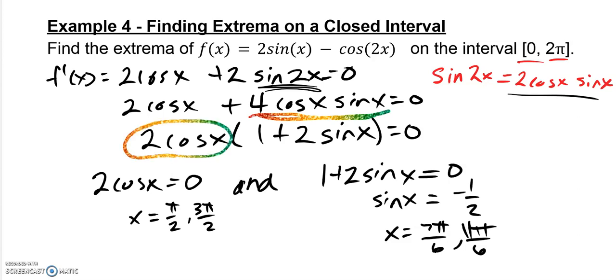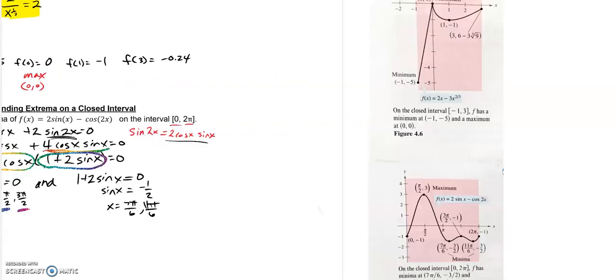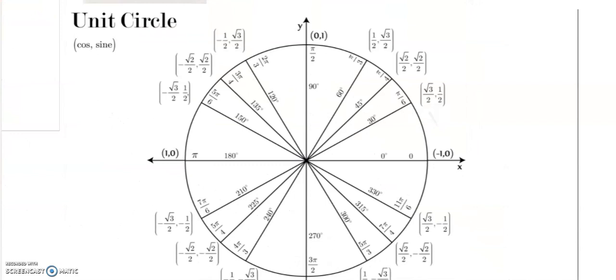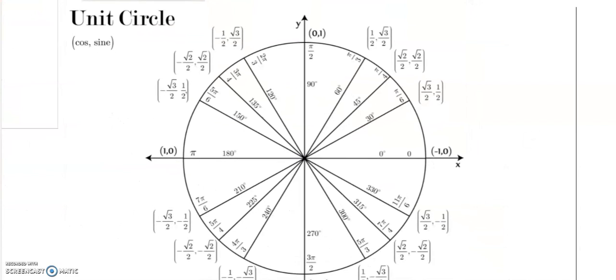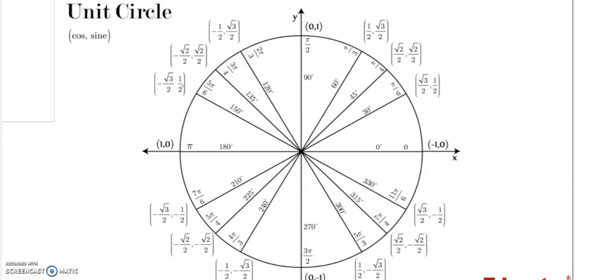Now we can set them both equal to 0. So we set 2 cosine x and 1 plus 2 sine x equal to 0. Go through and solve. You could divide by 2 here, but you get pi over 2, 3 pi over 2, and again, I think I have my unit circle over here. There it is. These are all with the unit circle, right? Where cosine, remember cosine is your x values, are 0, pi over 2, 3 pi over 2.